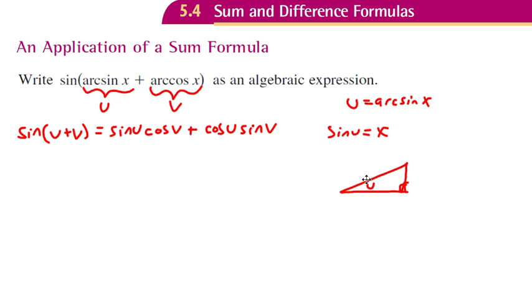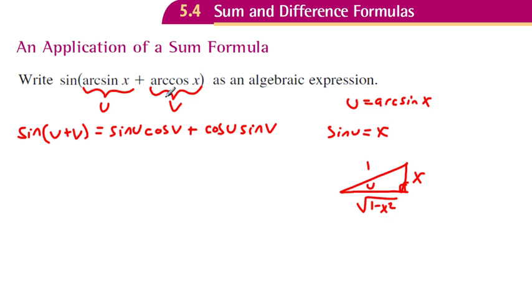Sine is opposite over hypotenuse, so that's x over 1. If I want to solve for this side, it's something squared plus x squared equals 1 squared. So I bring the x squared over, and that's going to be the square root of 1 minus x squared. You could do a little more work there if you want to make this side equal c, and then do the Pythagorean theorem.